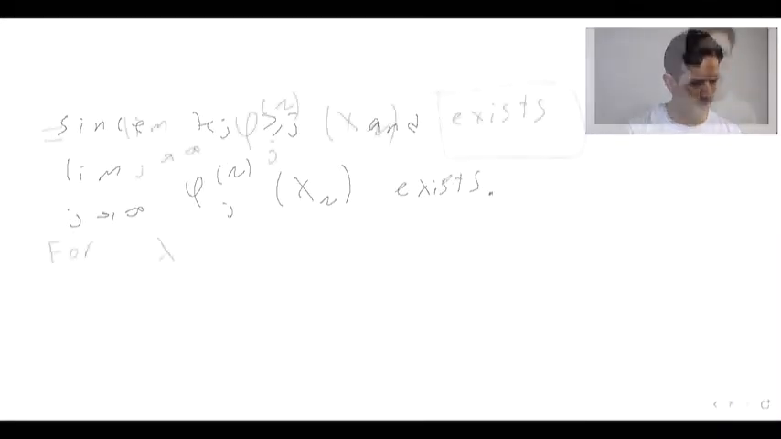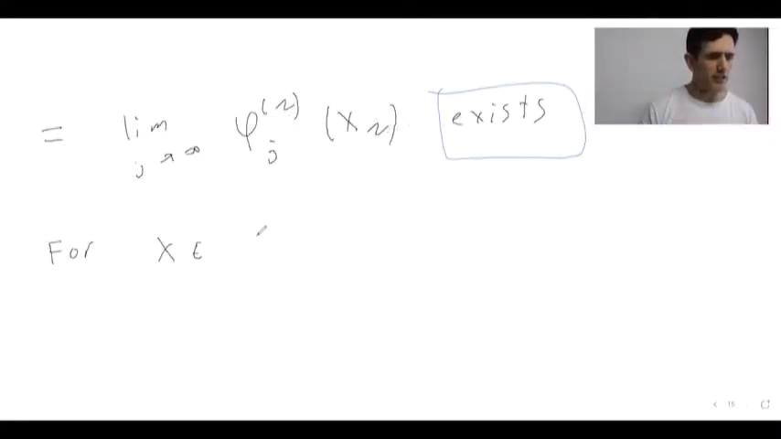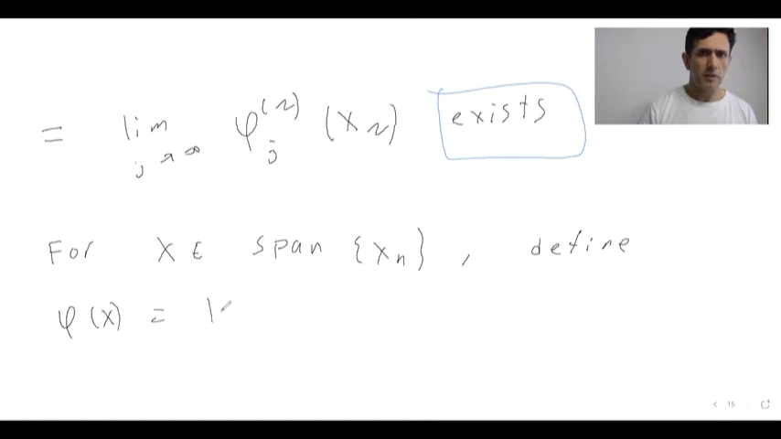Now let's actually define phi, and we're going to define it in the obvious way. For little x in the span of this dense subset, define phi of x to be this limit, which I claim exists, and this is not terribly subtle.